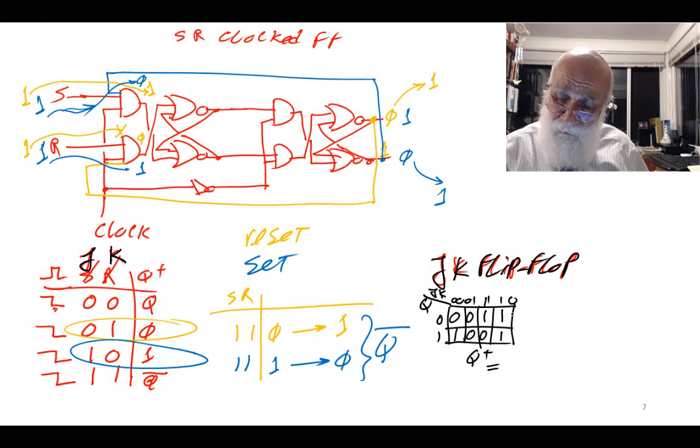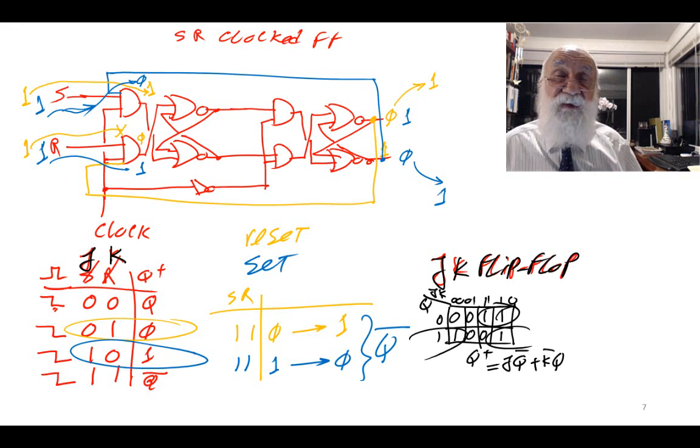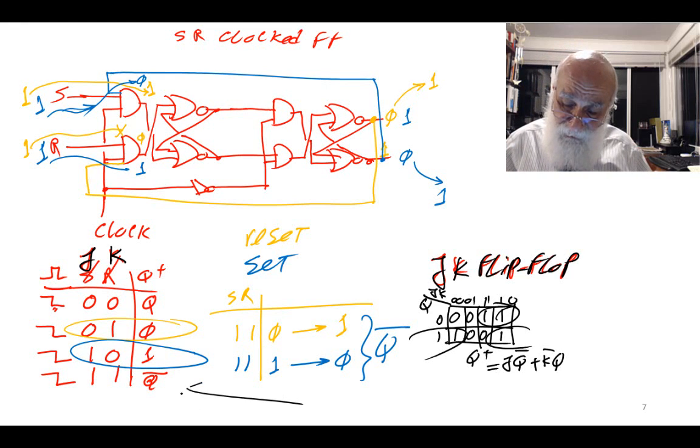Q plus becomes J Q bar, ORed with K bar Q, and this is the characteristic equation for the JK flip-flop. This is the transition table for the JK flip-flop.